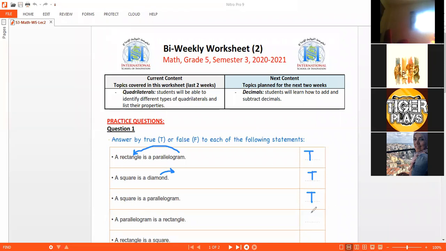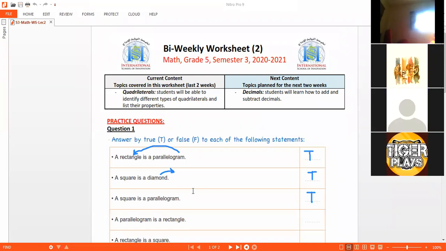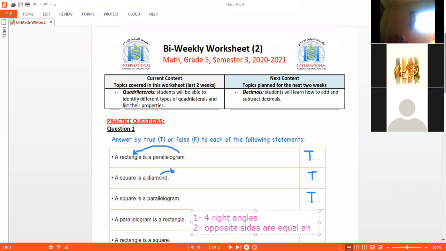True. Let us list, Hala, the properties of the rectangle. What's the first property? A rectangle has 4 right angles, and opposite sides are equal and parallel. Bravo, Hala. So 4 right angles with opposite sides equal and parallel. Let us check if these properties are found in the parallelogram.